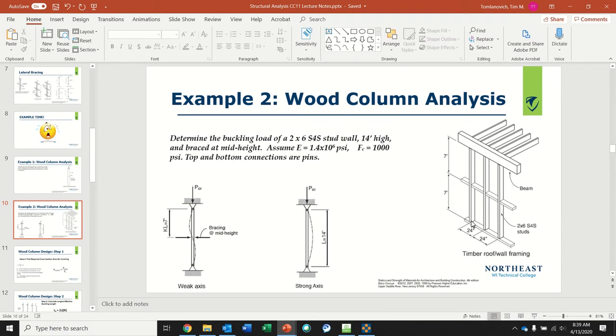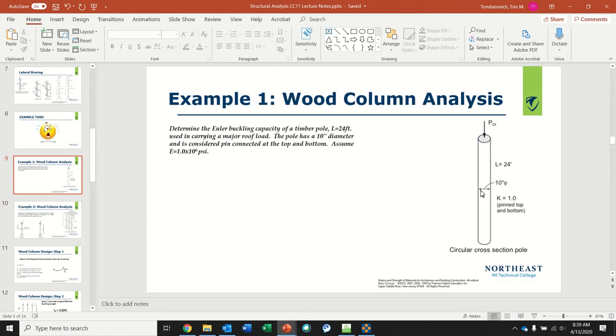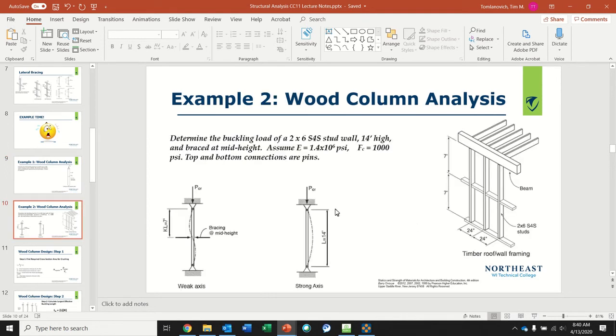Those nails are not going to resist any overturning or any moments. So that means our effective length L is the full length of the column, just like in the last example. For the L squared on the bottom, we assumed they were pins, so I did not do any effective length change in that. But when we brace it, we will.